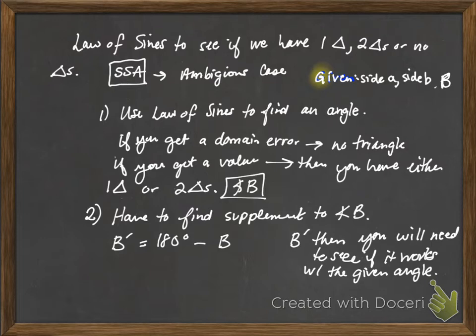You have to find the supplement to B. Now remember, I showed you that diagram that showed that angle either pushing in or pushing out. So to find B supplement, you have to take 180 minus the value of whatever you found for B in step number 1. Then the next step is you're going to have to check B supplement to see if it works with a given angle. So how do you do that?